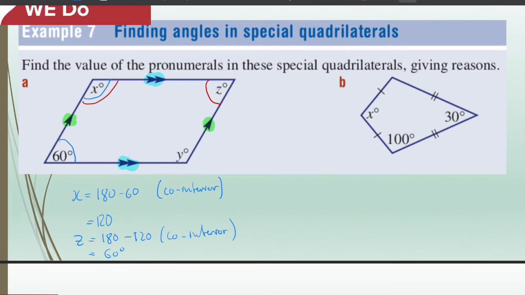Now that we know the three other angles, there are a couple of ways we can work out y. We could work out y by recognizing that here and here, but also here and here are another pair of co-interior angles. Or we could just take everything away from 360. And we'll figure out that y is 120 degrees. So hopefully you kind of see what I mean there.